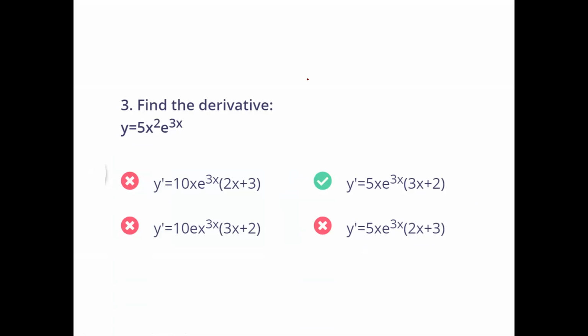So let's take a look at this. We're going to have this part be the f, this part be the g. So the f is going to be 5x squared, f prime is 10x. G is e to the 3x. G prime equals, remember, e to the u times u prime. That's going to be your u. So e to the 3x times 3, or better yet, 3e to the 3x.